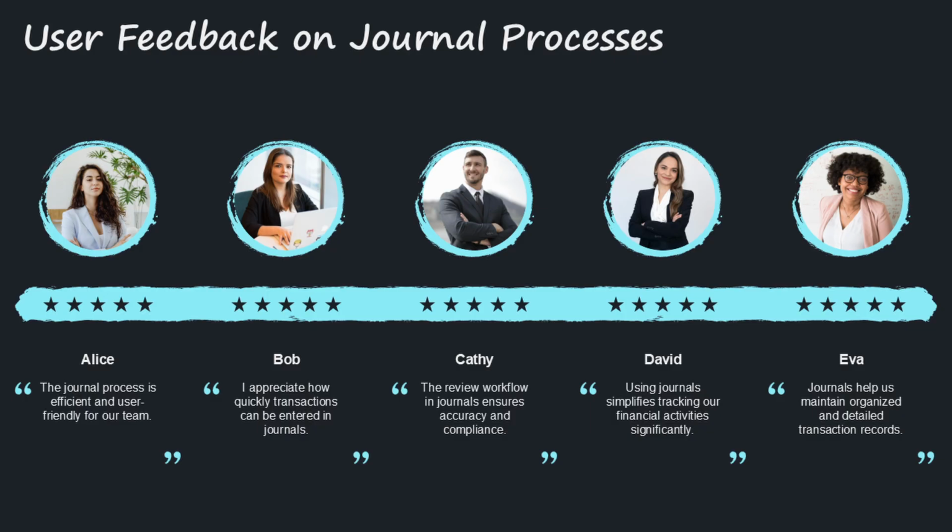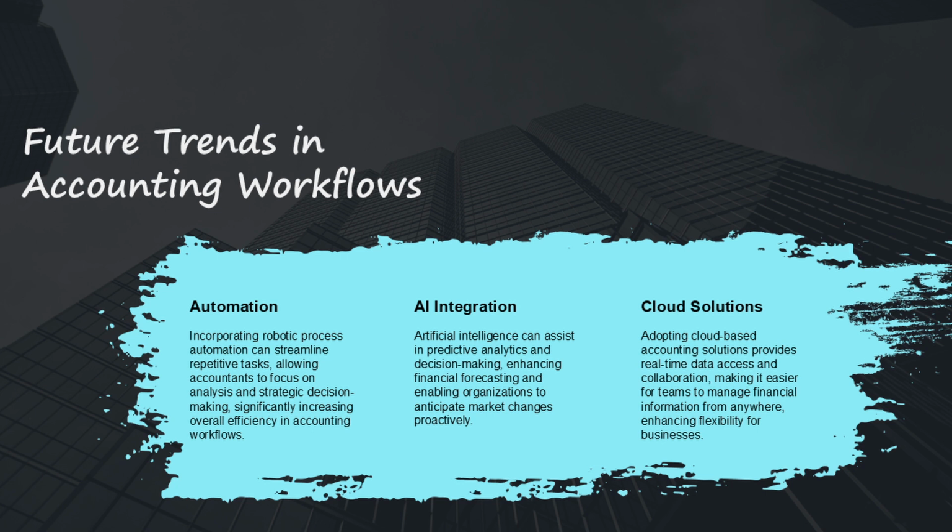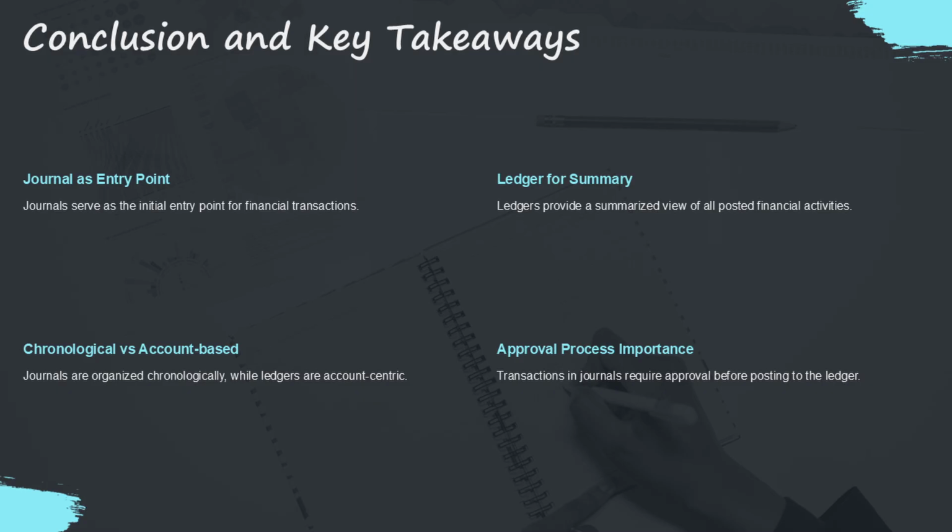And now, the key takeaway for D365 workflow. Journals are where you create and approve transactions. The ledger is where those transactions live permanently after posting, organized by account for financial reporting. Understanding this flow from journal entry to ledger update is fundamental to mastering financial processes in D365.